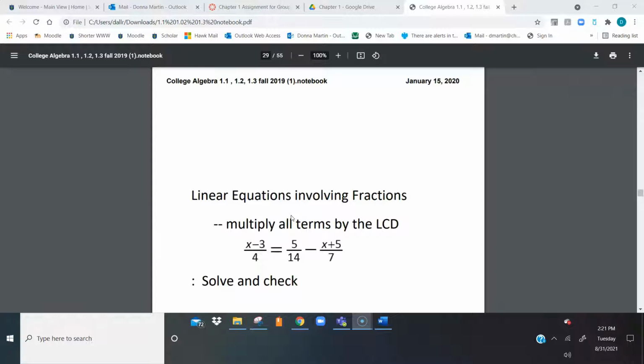So here is our very first one. Pause your video and write this information down. We will be working through it together. Notice that your denominators here are 4, 14, and 7. I need a least common denominator. And if you don't know what it is from the top of your head, because you don't know all your 14 multiplication tables, I'm going to show you a quick way to find it, and then we'll use this method of removing the fractions by multiplying by the common denominator.